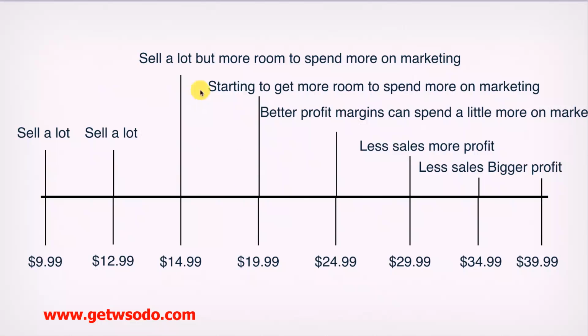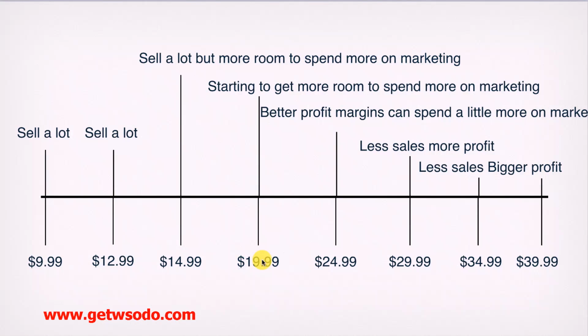Next we have up to about $20, starting to get more room to spend on marketing. Let's say your product is $5 or $6, and you're selling it for $19. Let's say your product is $6 shipped. You still have $14 to play with. And let's say you can go up to $4 per conversion, then you've got $10 profit right there, roughly, as an estimation.